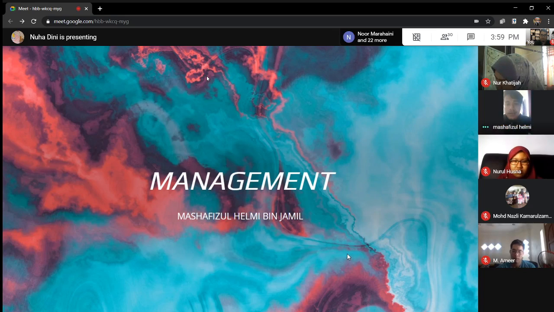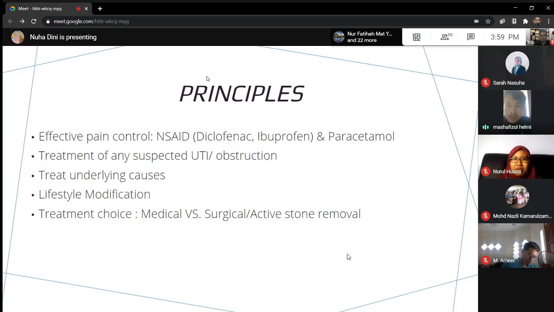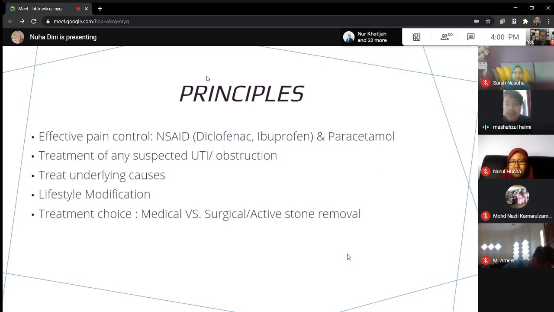Okay, so my name is Mas Hafizul and I will proceed with the management part. So next slide. So the principle of management is, first, effective pain control by giving NSAIDs as the first choice, or alternatively we can give paracetamol, depending on the cardiovascular risk of the patient. Sometimes a patient with NYHA class 2 to 4 is contraindicated to use diclofenac, so we give paracetamol. Or you can give opioids.